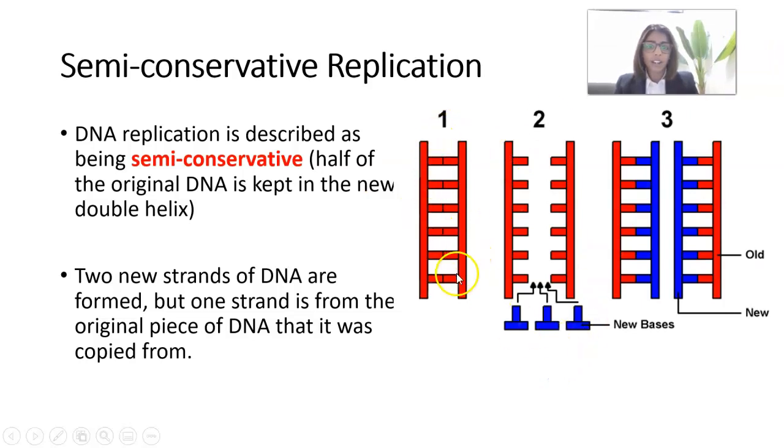So this is our unwound DNA, and this is unzipped. So then we have these free nucleotides that come and bind to either side of that DNA. So when we have two new strands formed, they are semi-conservative, the red one being the old and the blue being the new.